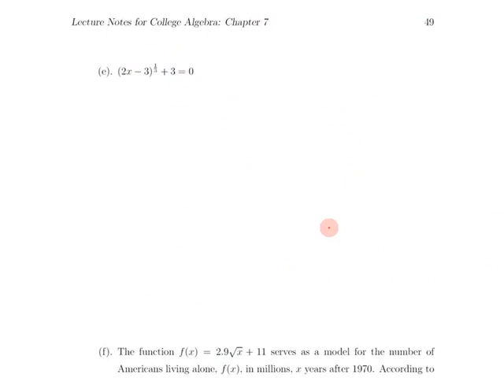Example E, I wanted to do one that has something besides a square root involved. And also just a quick refresher back to rational exponents. We have 2x minus 3, the quantity, raised to the 1/3 power, plus 3 is equal to 0. Okay, so the first thing you need to realize, what does 1/3 power mean? You've got to recognize that that, as we've covered before, is the same thing as a cube root. So this is the same problem right here.